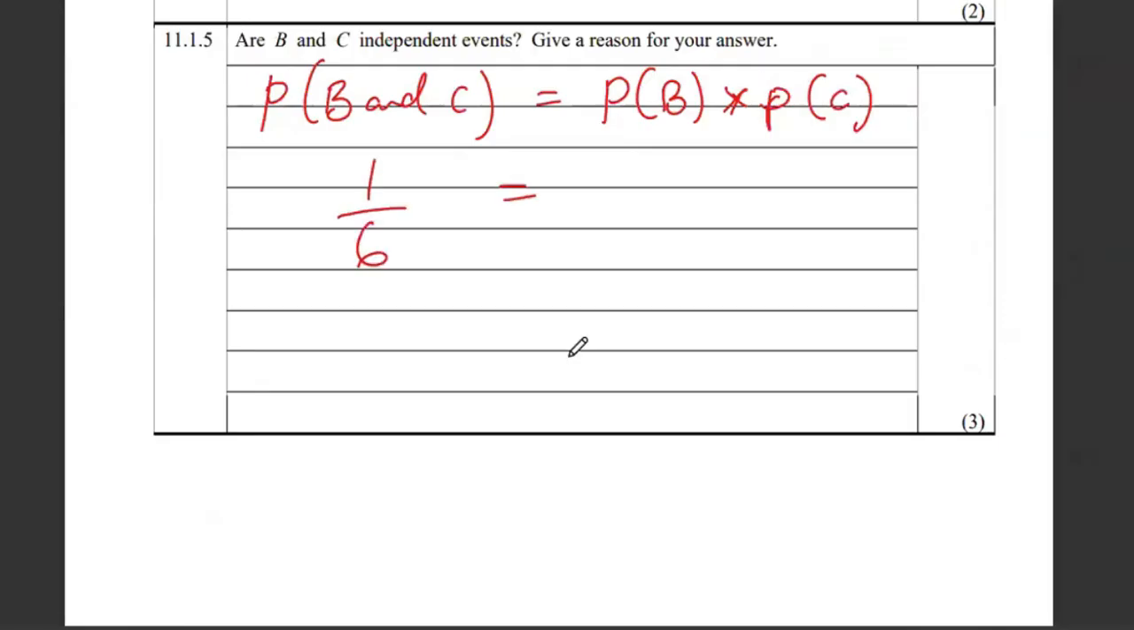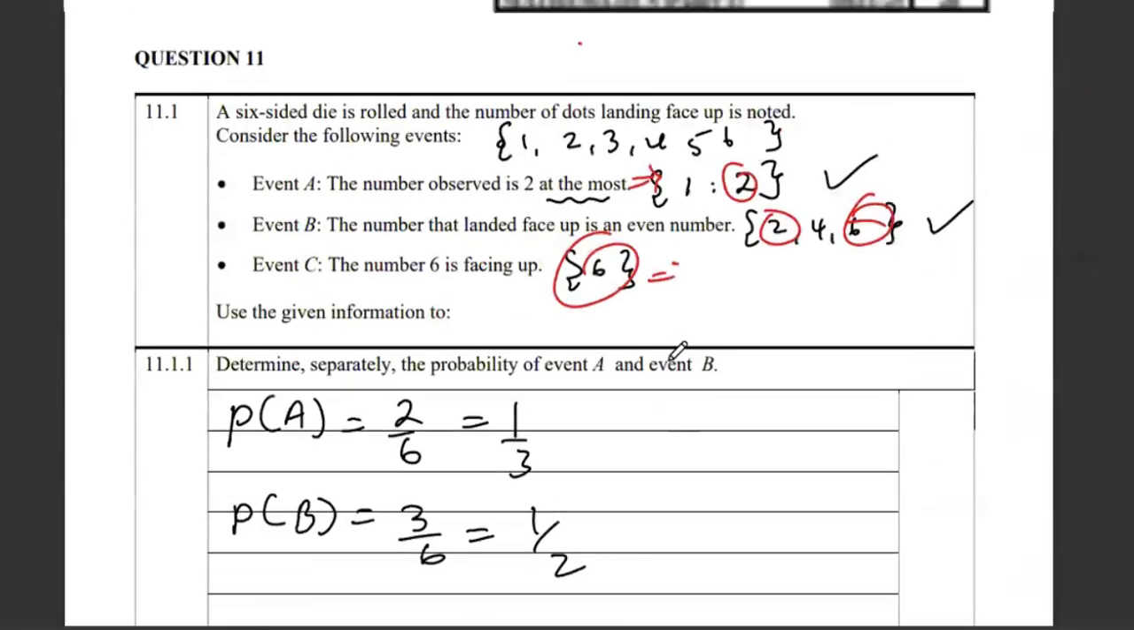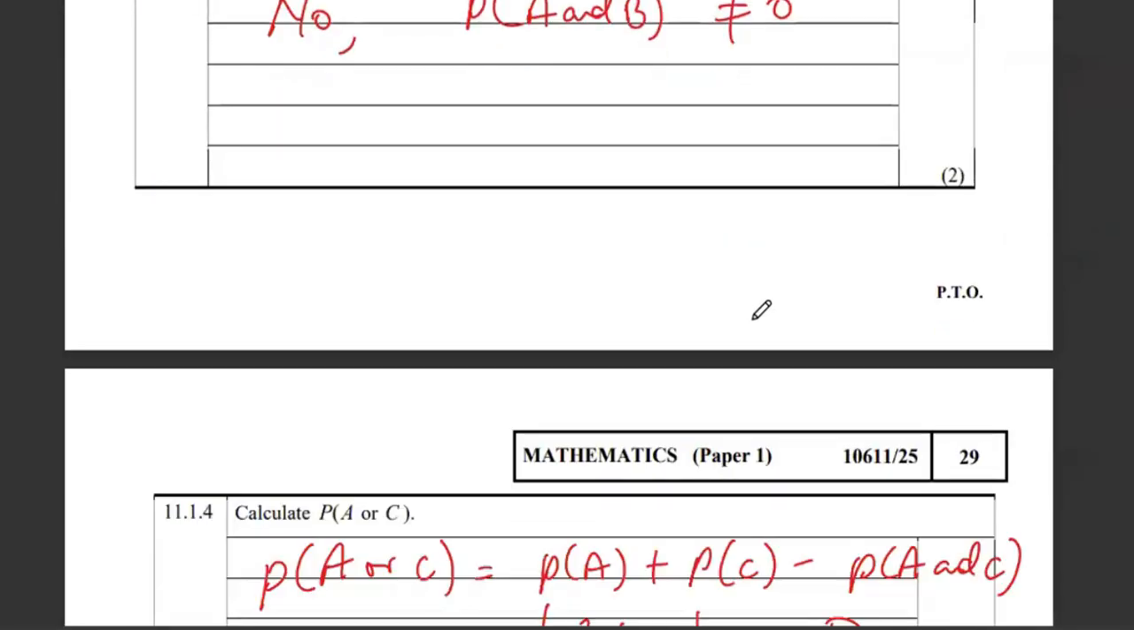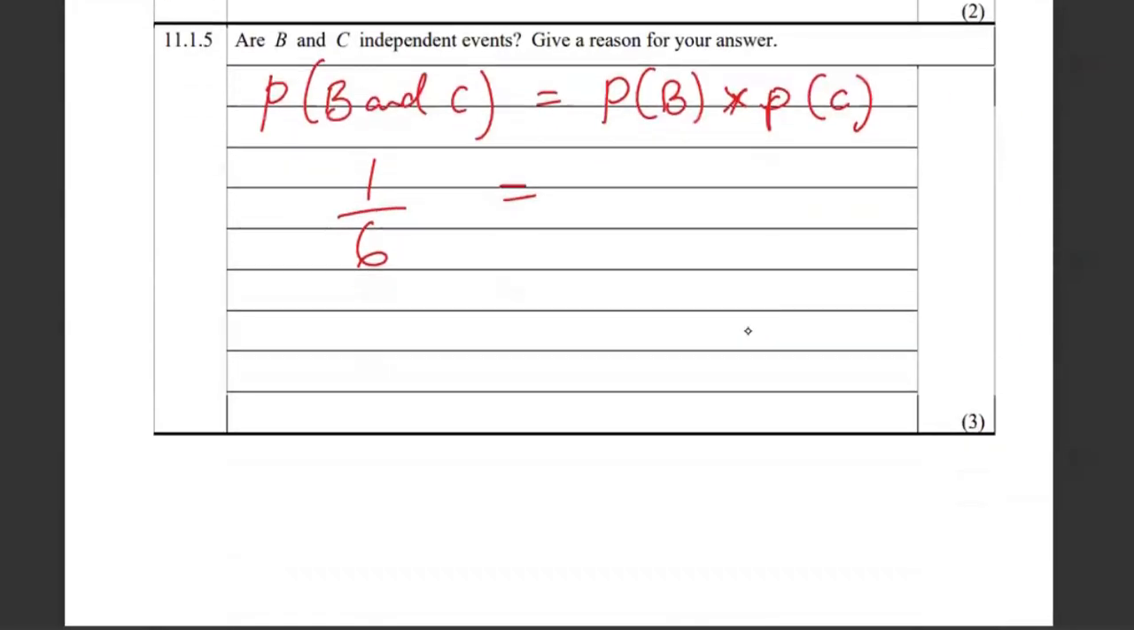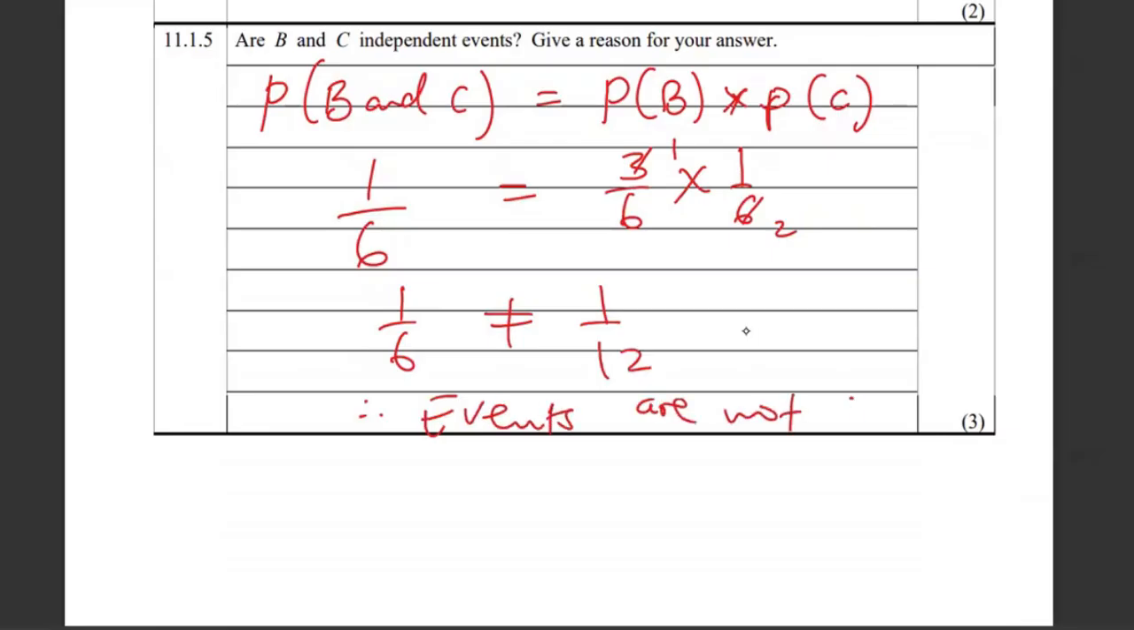Probability of B, how many elements do we have in B? We have round about 2 elements. No, it's not 2 elements in B. Let's go back and see. In B, we have 3, meaning that's gonna be a 3 over 6 times C, we saw 1 over 6. Does that make sense? Yes. So 3 times 1, 3 times 2. So 1 over 6 is not the same as 1 over 12. Therefore, events are not independent.